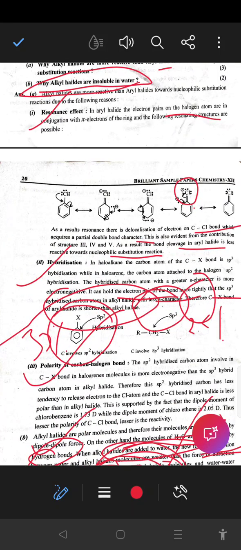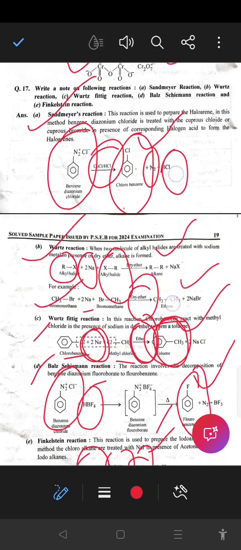So this is the first sample paper fully solved.